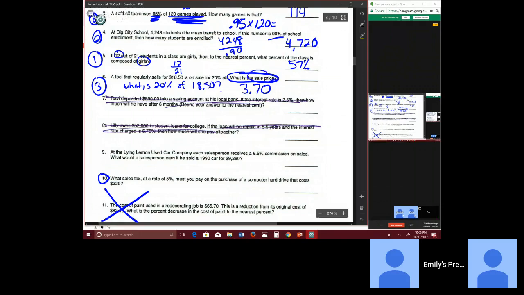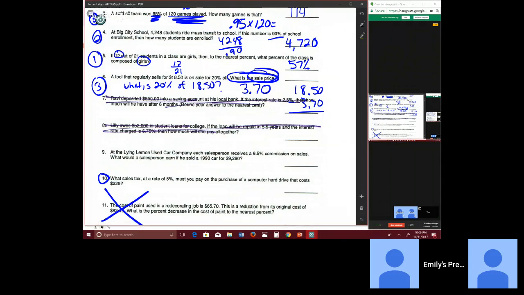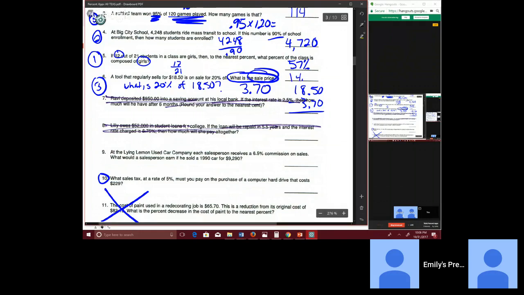Now, if it's asking you for the sale price, you've got to take the $18.50 and subtract off the $3.70. If it's asking you for the discount, then you don't need to do that. If it's asking for the discount, you need to just find that $3.70 and you're done. $14.80 will be the sale price.